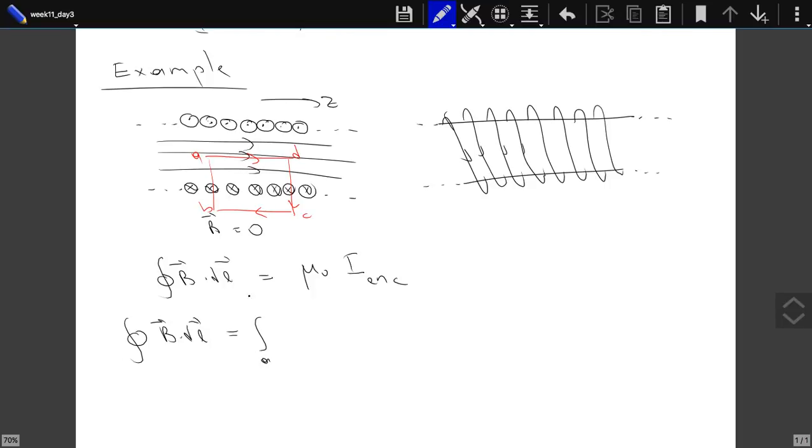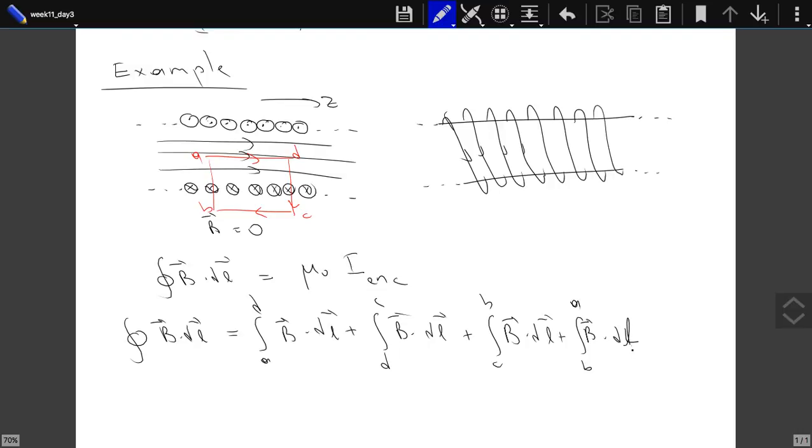So B dot dl will be, from A to D, B dot dl. From D to C, B dot dl. From C to B, B dot dl. And then from B to A, B dot dl. So this integral, I just divided into 4 parts corresponding to the 4 sides of my rectangle.